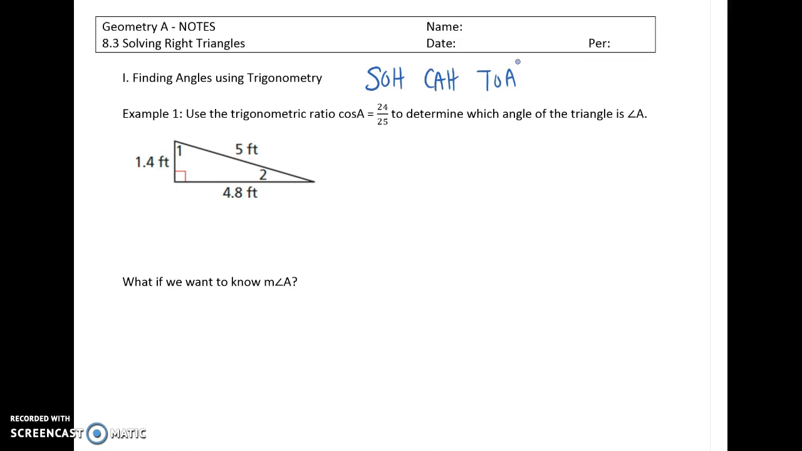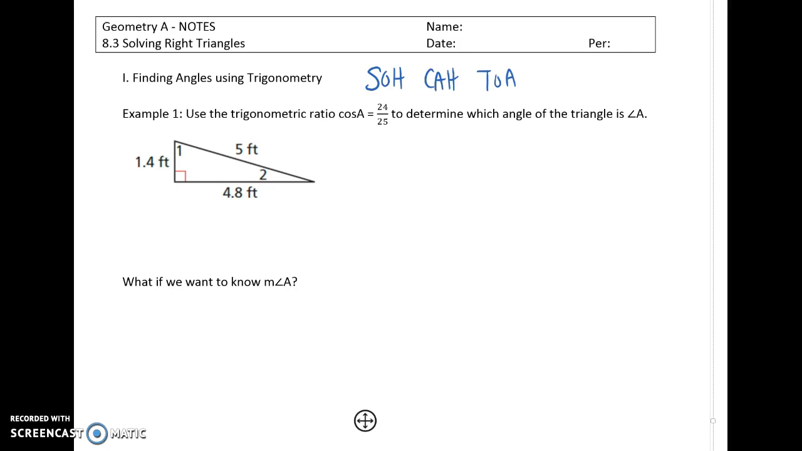But let's just look at example 1 and see, with the information I have right here, cosine A equals 24 over 25. What if I want to find which one is angle A? How do I do that? Because today we're going to be focusing on how to find the angle, right? Is angle 1 or angle 2 A?